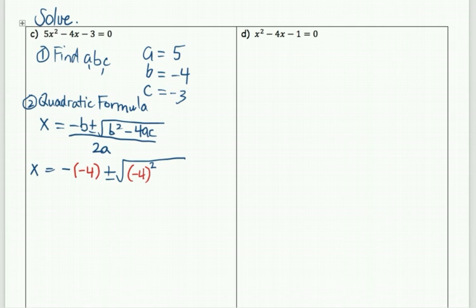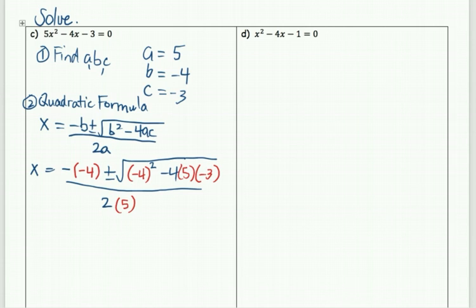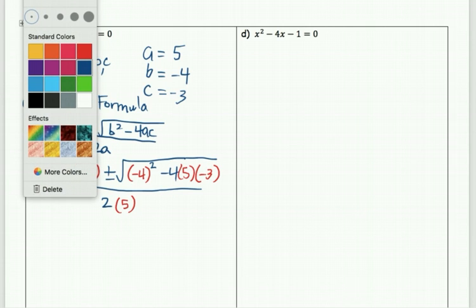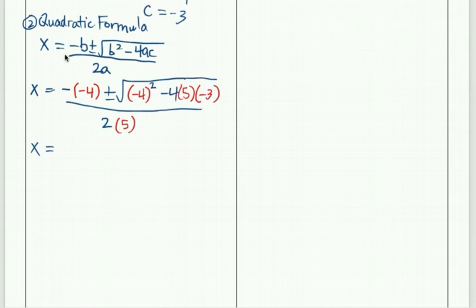All right, squared, and then you have subtract 4ac. A is 5, c is negative 3. Okay, so don't forget any negatives accidentally. All right, so there. All divided by 2a. A is 5. Okay, so now we are going through and we're simplifying this out.